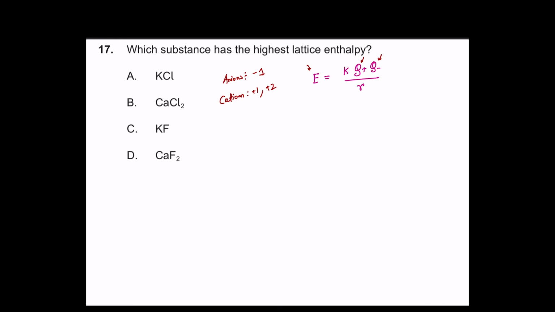So I want more charge on my cations. So I can eliminate option A and option C. And my answer will be somewhere option B or option D. Okay, this is from the charge. Now from this r, smaller the radii of the cation or the anion, greater will be the lattice enthalpy. Between Cl and F, I know that F has a smaller radii. So option D will be the correct answer. CaF will have the highest lattice enthalpy value among all these four options.